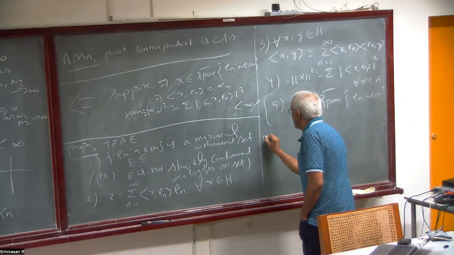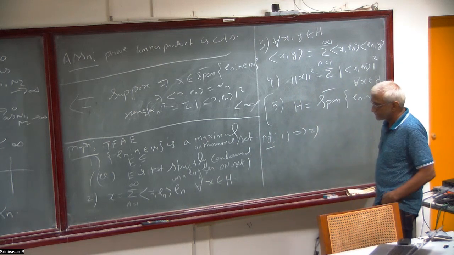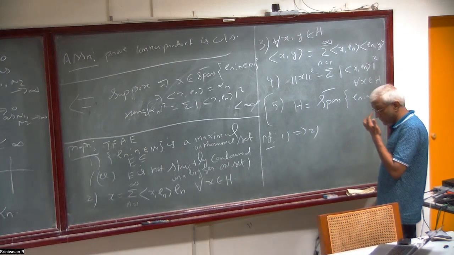Okay, so proof one by one. One implies two. Now, incidentally, okay, I will write it after proving the proposition.